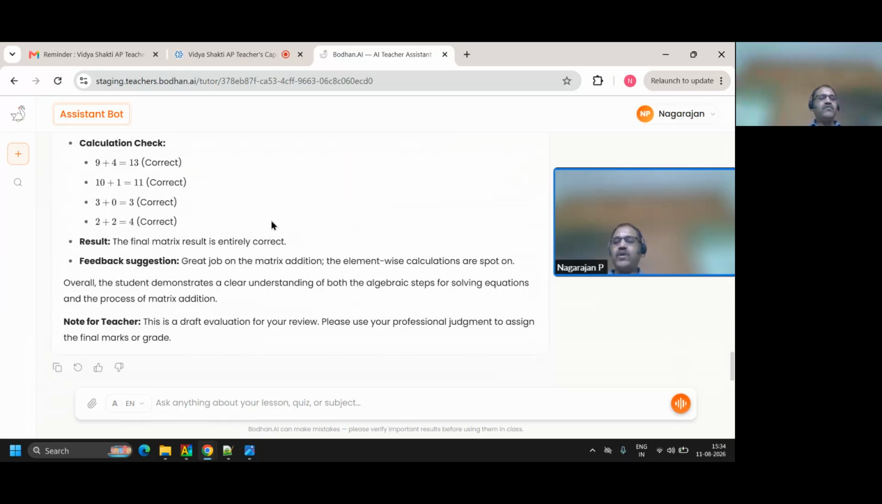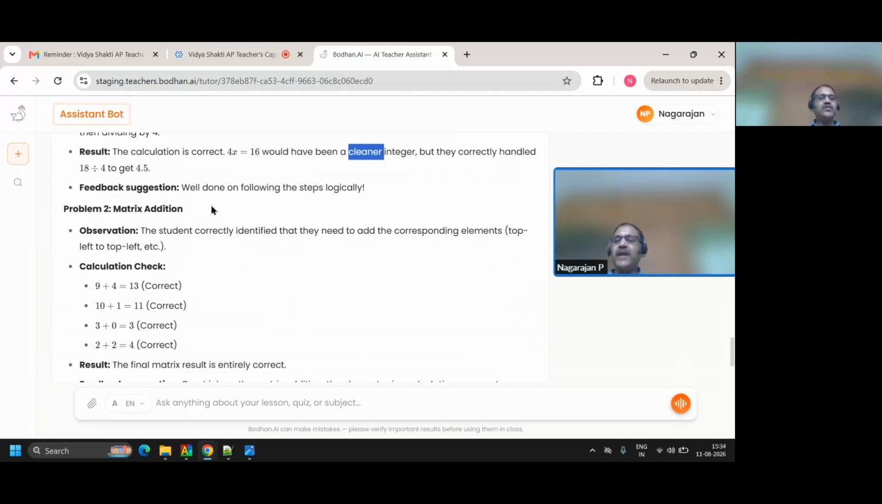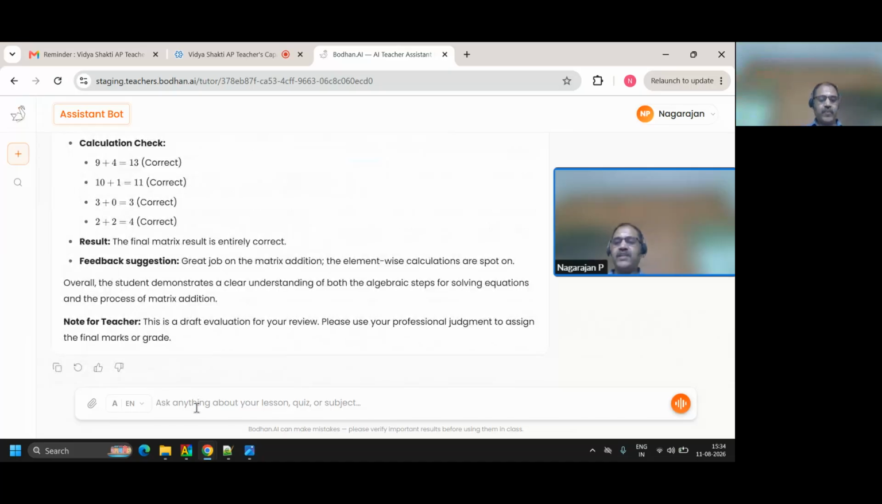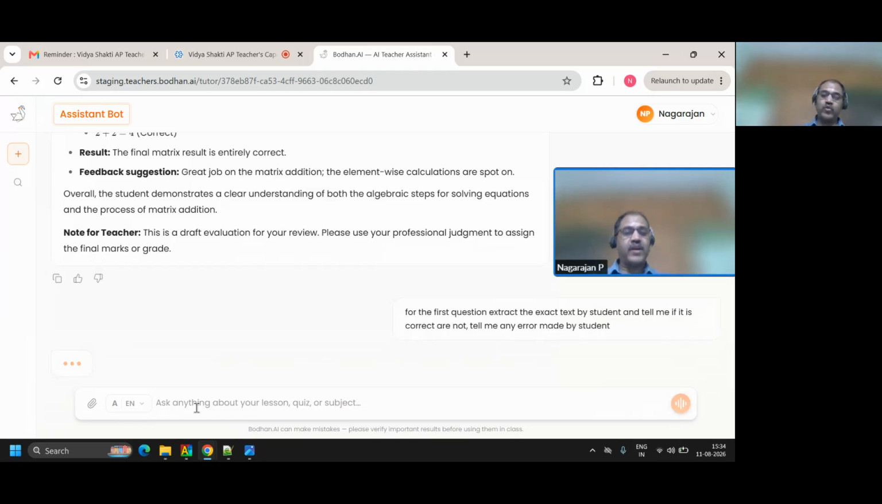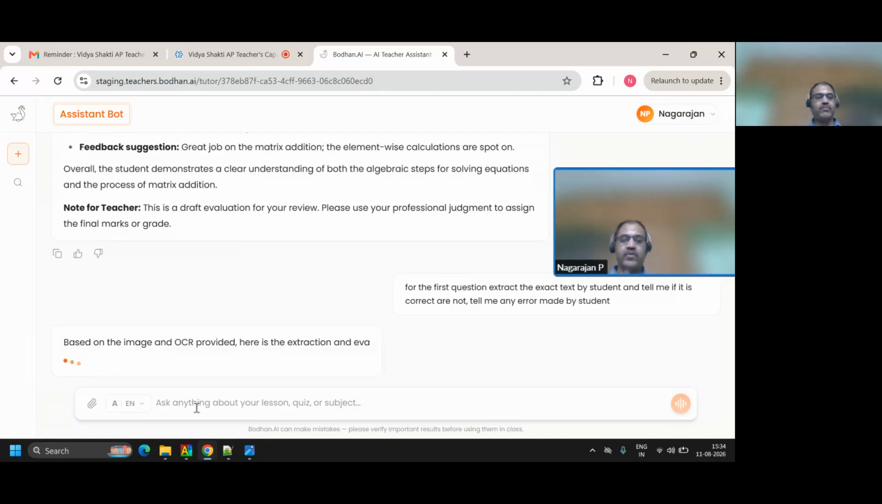Now, for the matrix addition question also, it has written that the steps are correct. Now I am asking it, for the first question, extract the exact text by the student and tell me if it is correct or not. Tell me any error made by the student. See, right now I am giving some prompts. I could have given this whole prompt first itself so that I don't have to give the second prompt.